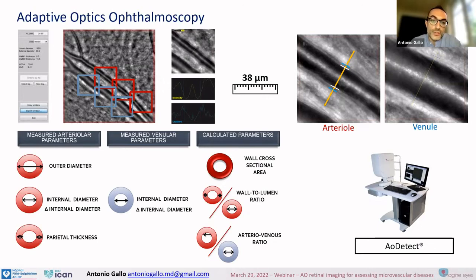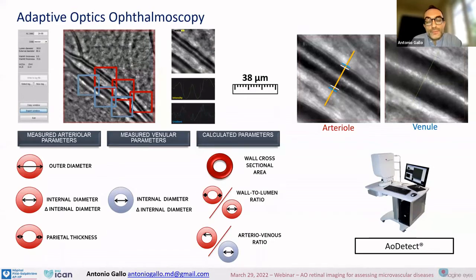So we could actually measure the internal and external diameter, the parietal thickness at the arterial level, and the diameters at the venular level, and so we could calculate the wall to lumen ratio, the wall cross-sectional area, and the arteriovenous ratio, meaning the ratio between the arterial and venular diameters. We were also interested in the variability of the internal diameter, and that's something I might talk about after.